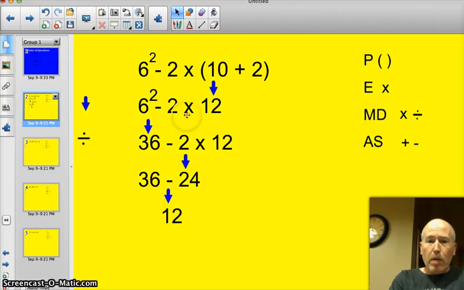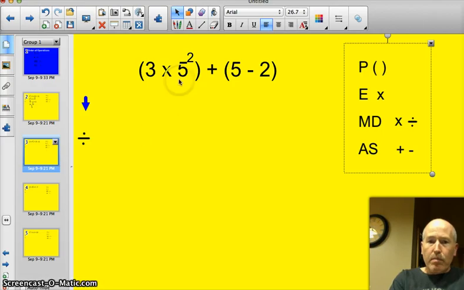All right, your problem should look just like that. 1, 2, 3, 4 different lines as I did those 4 different operations. You can put the little tents or the arrows or whatever you'd like there. Let's take a look at another problem.